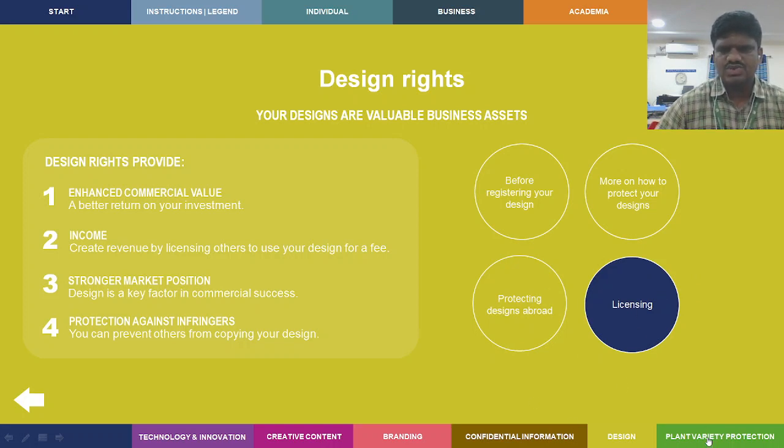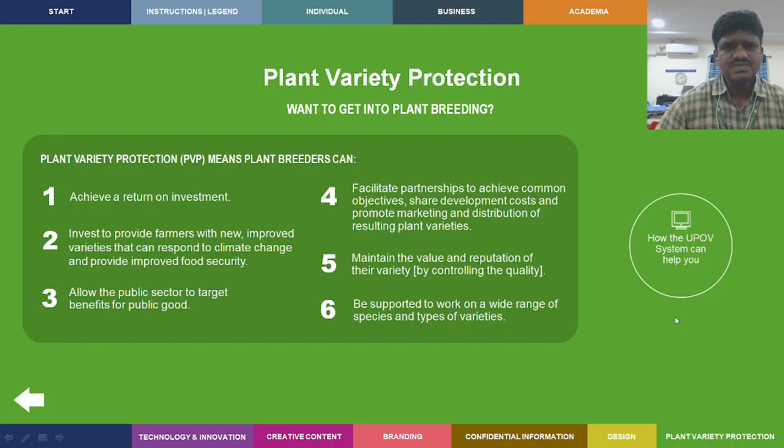Next, the last one is plant variety protection. If you want to get into plant breeding, that means if you are going to develop a new breed, then you can go for plant variety protection filing. What it means is to achieve a return on investment, to provide farmers with new improved varieties that can respond to climate change and provide improved food security.